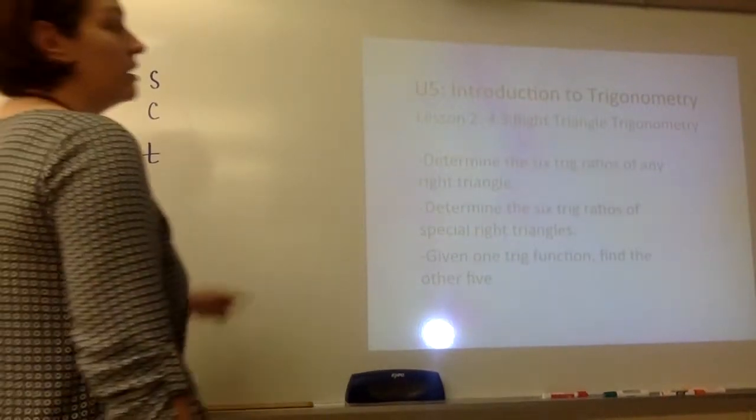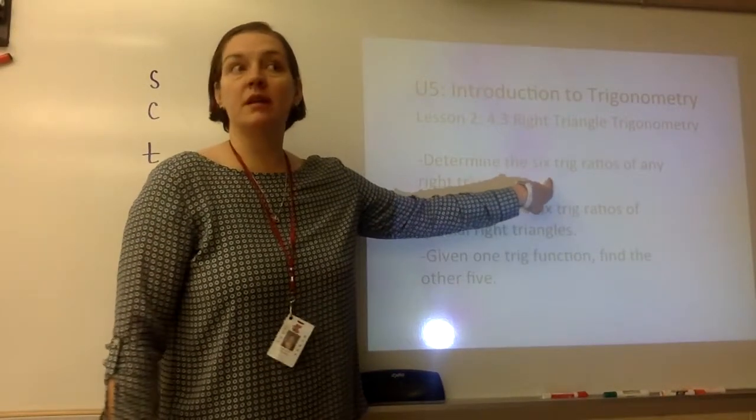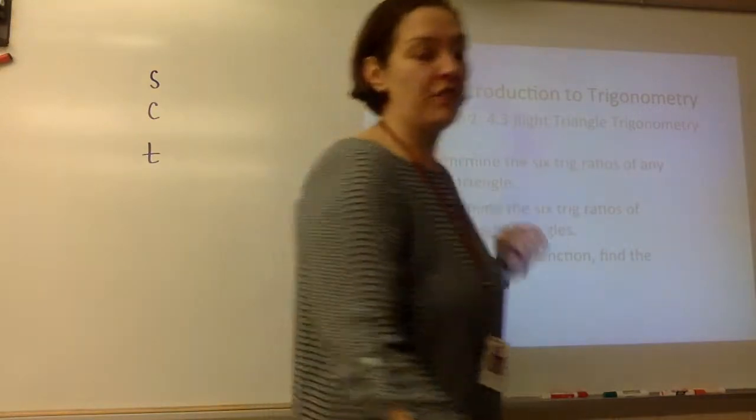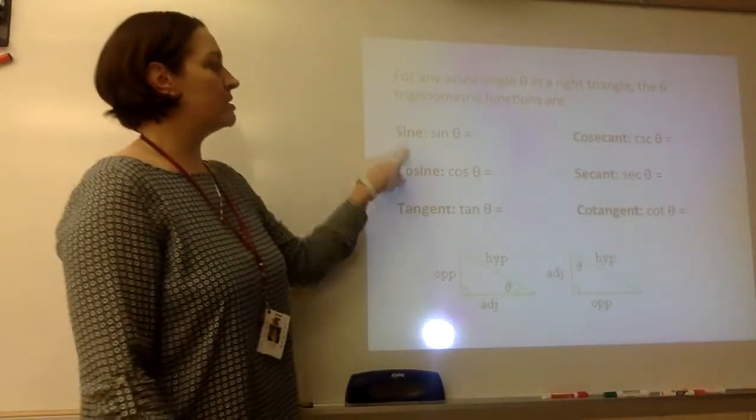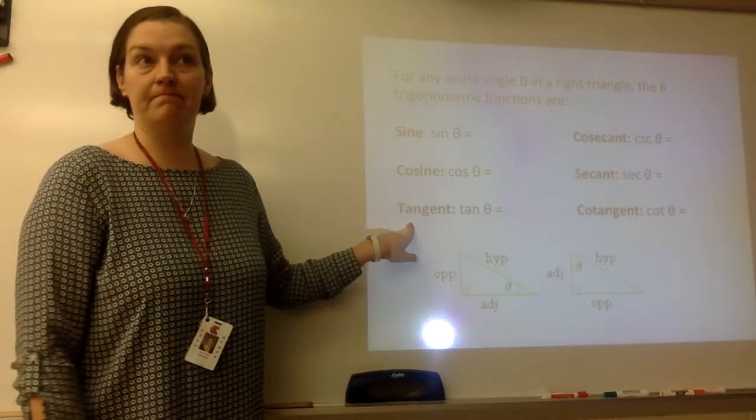All right, so we're going to talk about the 6 trig ratios. In geometry, you dealt with 3. We're going to add on to those 3. So the 3 that you had before were sine, cosine, and tangent.